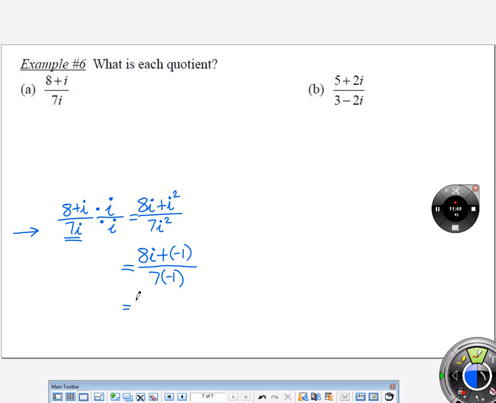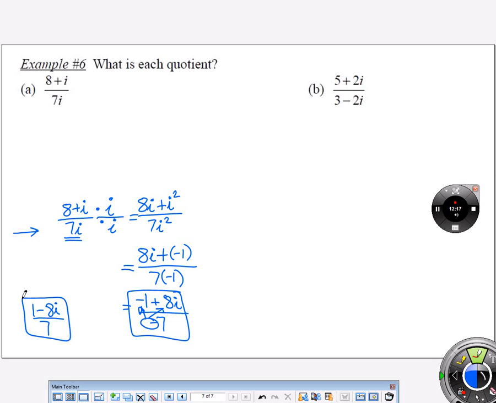So in my numerator, I'm going to go ahead and write the real part first just because that's how you guys would see it most of the time. I have negative 1 plus 8i. And in the denominator, I have negative 7. And this doesn't really simplify, so it's okay to leave it like this. You might see them simplify the negative out of the denominator. So if you distributed this negative to each part of the numerator, you may see the solution written like this.